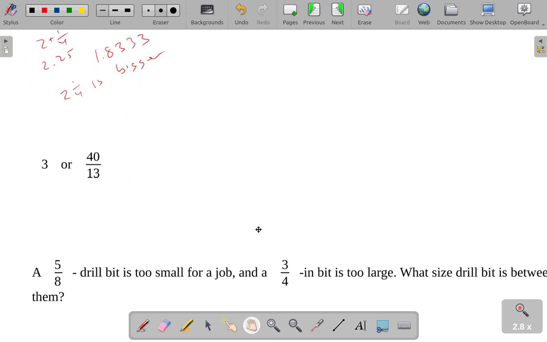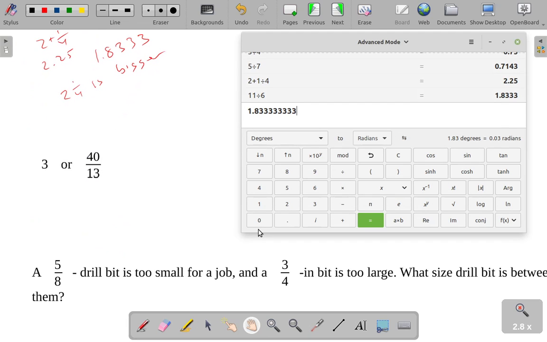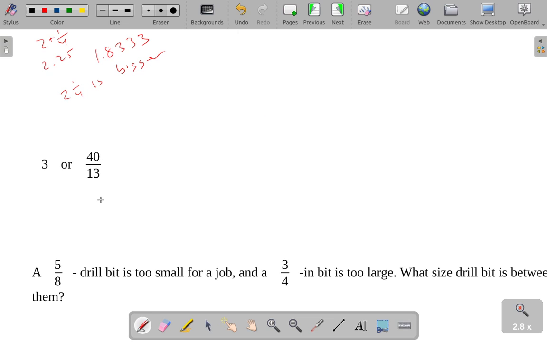Let's look at a couple more examples here. There's not really any need to type 3 into a calculator, but let's do 40/13ths, and you can see that's slightly bigger than 3. This is 3.07... So 40/13 is bigger.